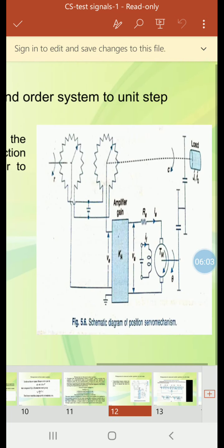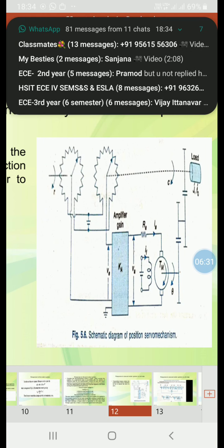This error signal is applied as input to the amplifier. So the error signal is amplified by a factor Ka, which has been shown in the amplifier block, and then it is applied to the armature circuit of a DC motor whose field winding is excited with a constant voltage, or it could also be a PMDC motor.